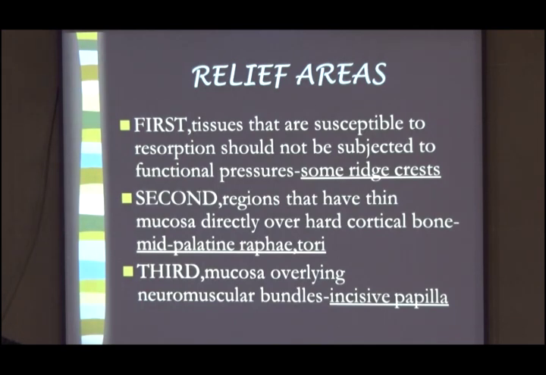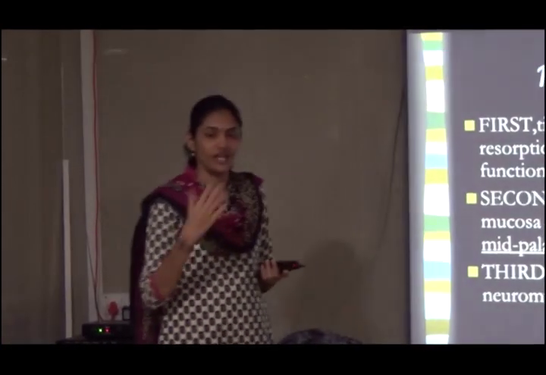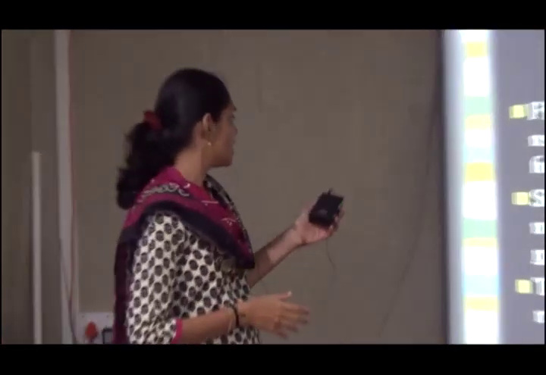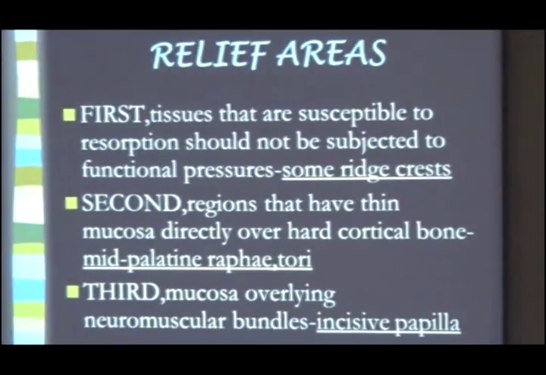So next is the relief area. Three definitions are there to be called a relief area. First is areas which cannot be subjected to functional pressure. Example is your ridge crests. Second is area where you have thin mucosa over the hard cortical bone. The amount of submucosa is relatively very less or even absent. Example for that area is mid-palatine raphe and tori.